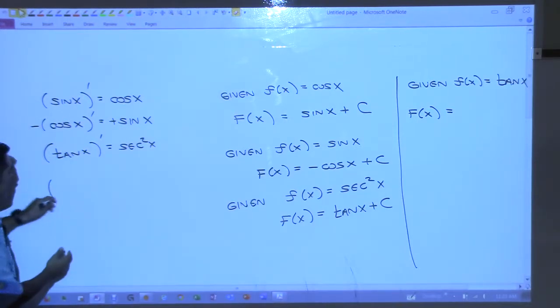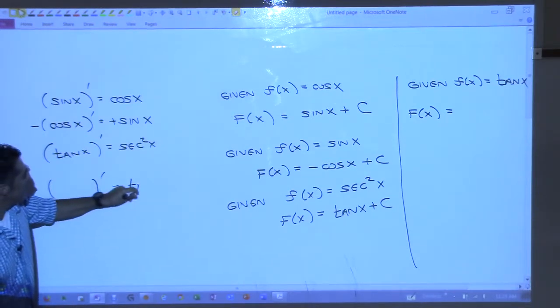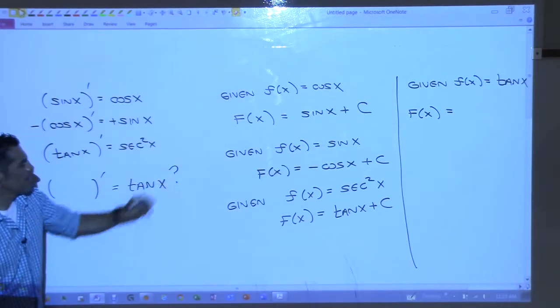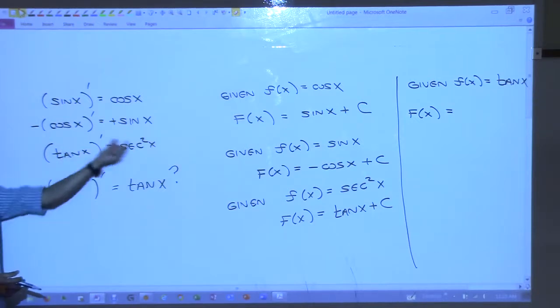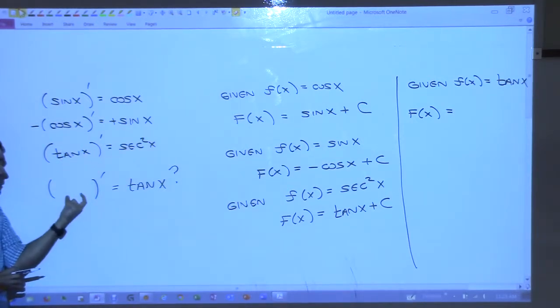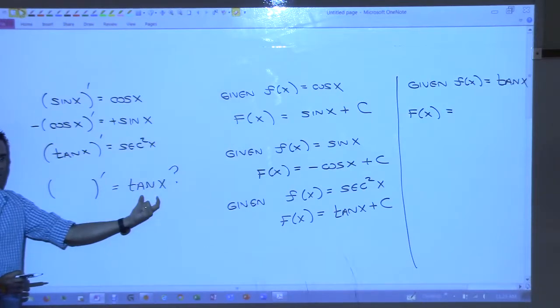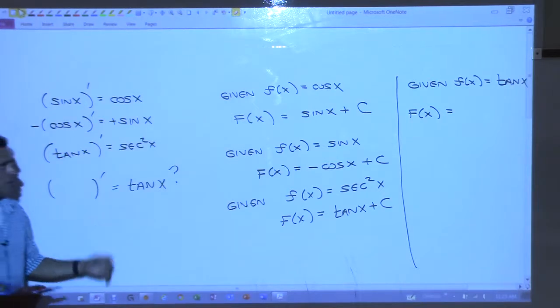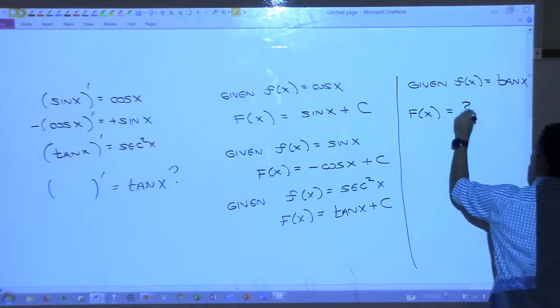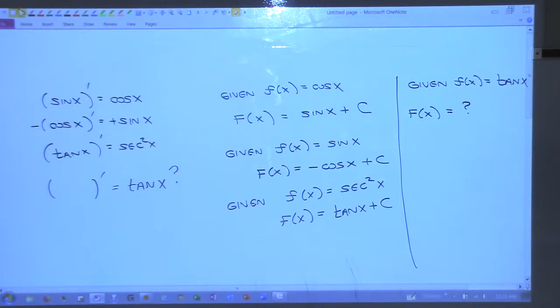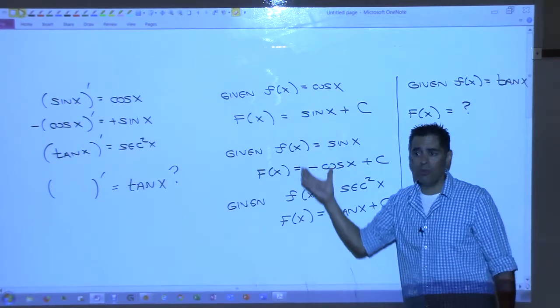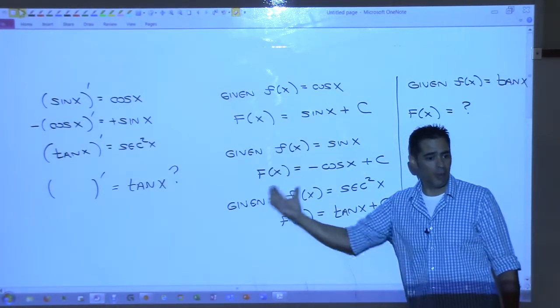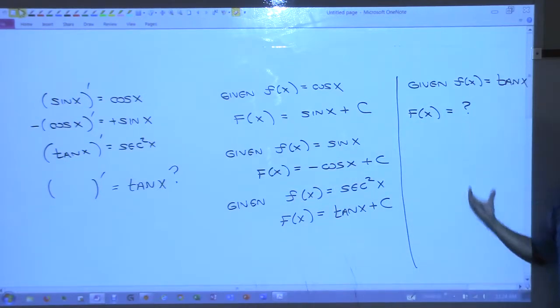I'm saying, did we ever have something here in Cal 1 that when we took the derivative we got tangent x? I mean, we know the derivative of tangent is secant squared, but that's not what we're asking. We're saying, is there a function over here that when you take its derivative you get tangent? We did not have anything like that, did we? Agreed? So this is an open question. We don't know the antiderivative of tangent x yet. Okay, so what I'm trying to illustrate here is that there are many things you do know from Cal 1 already, antiderivative-wise, but there are things that you don't know.